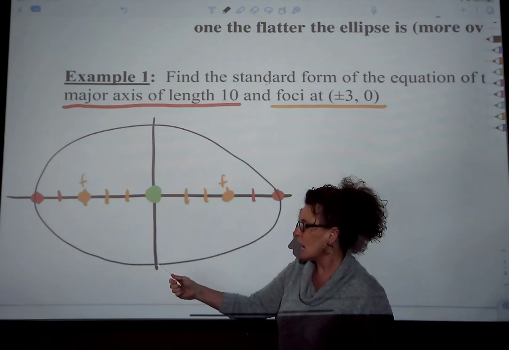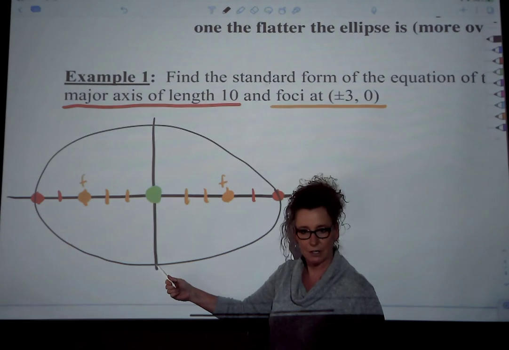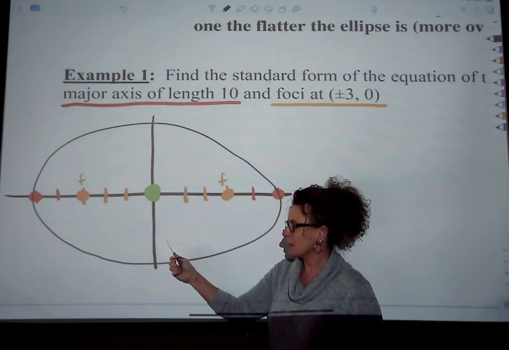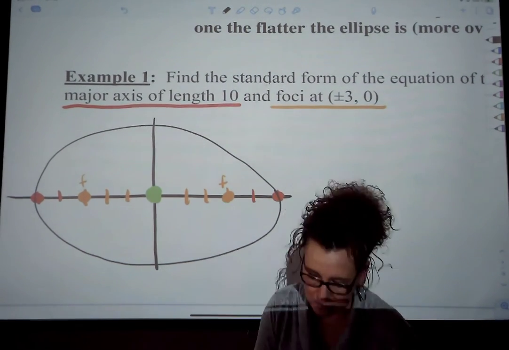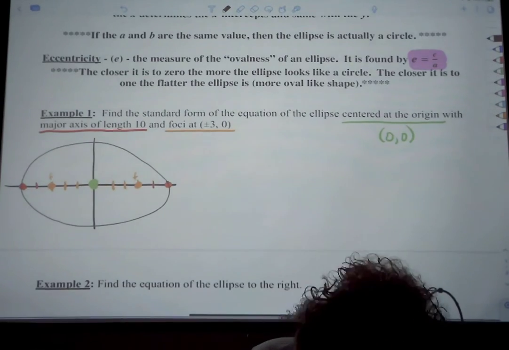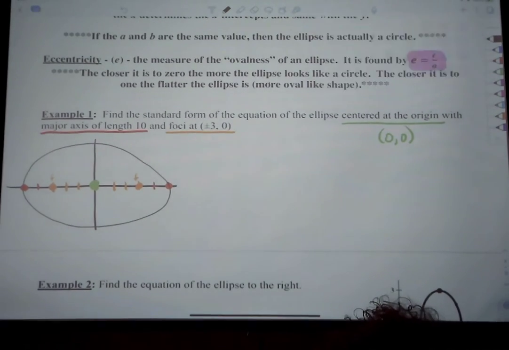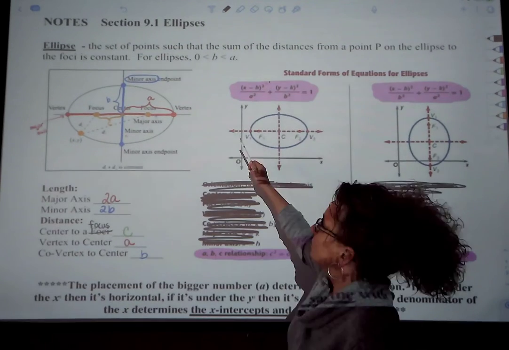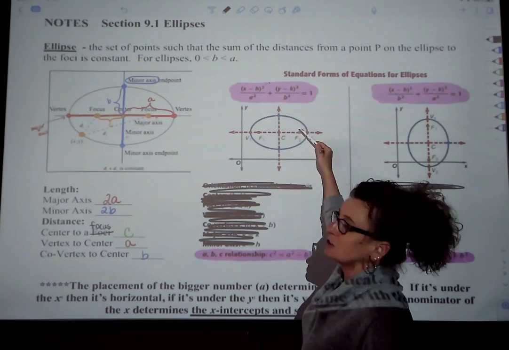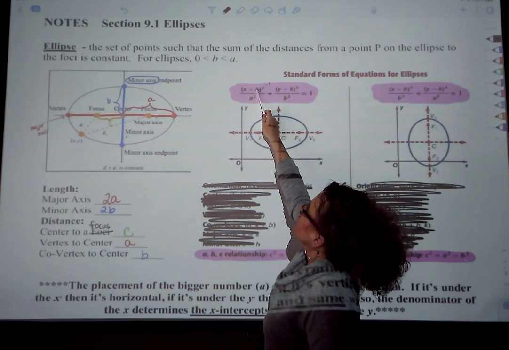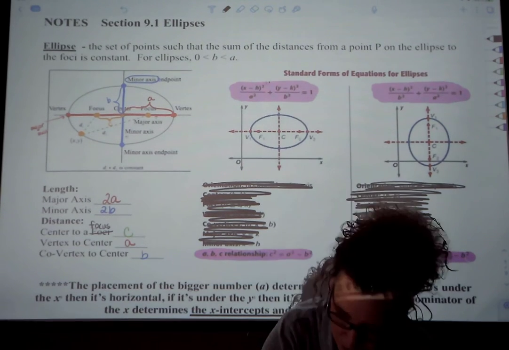But here's the thing. I don't know where these are. I don't know where to make my tick marks for these other endpoints. So when I go to make the equation, ready? I'm going to use this one because it's positioned horizontally. I'm going to put my center here and here. Let's go ahead and do that. Let's put zeros in.